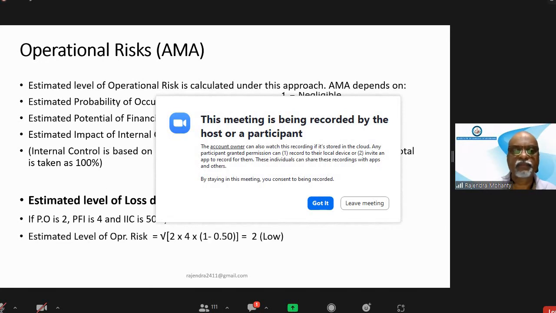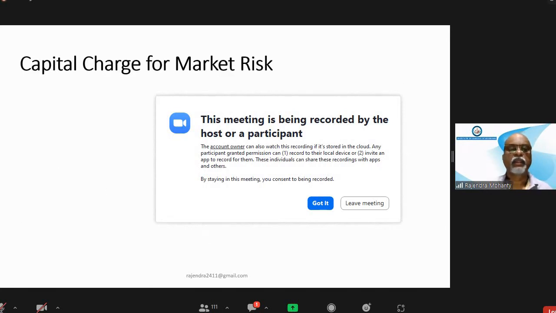No question? Okay. Now we'll move to capital charge for market risk. So credit risk over, operational risk over. Now we'll move to market risk capital. I've already told you why capital for market risk is important.